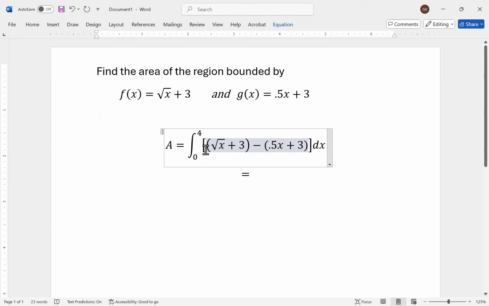I do want to mention that in both examples that I've just done, the F was above the G, but that is not always the case. Sometimes the G could be above the F, and then you'd be subtracting in the other direction.